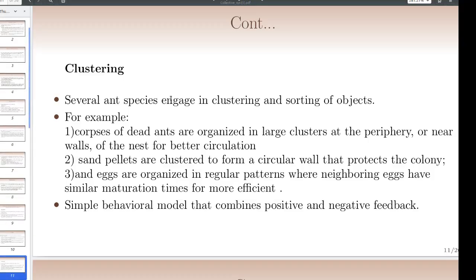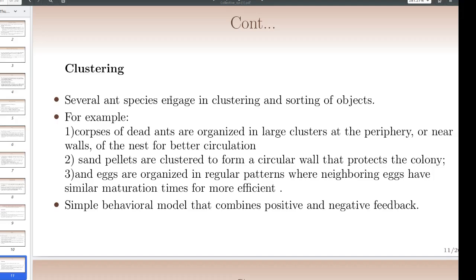The next collective behavior is clustering. Several ant species engage in clustering and sorting collective behaviors. Examples are the corpses of dead ants, which are organized in large clusters at the periphery or near the walls of the nest for better circulation.